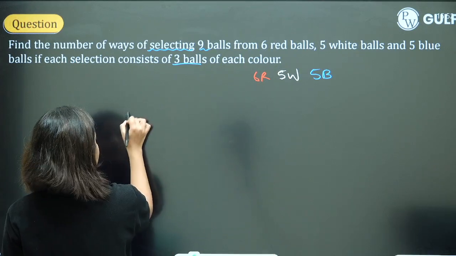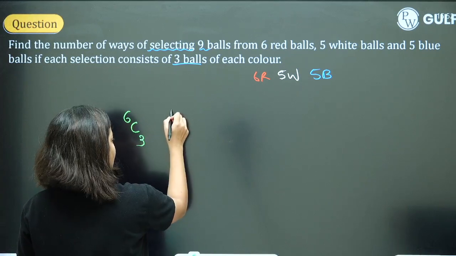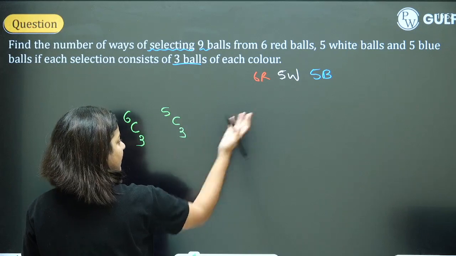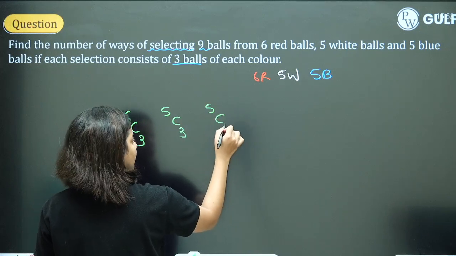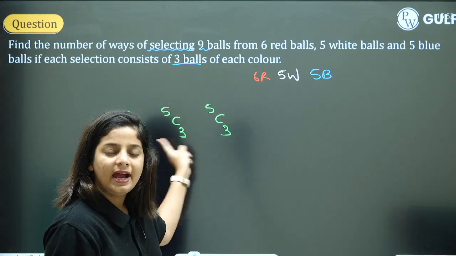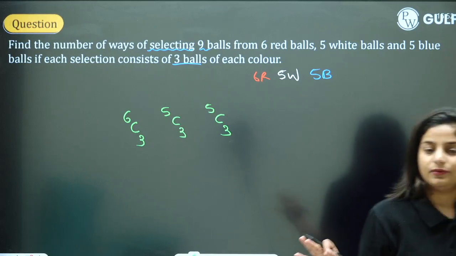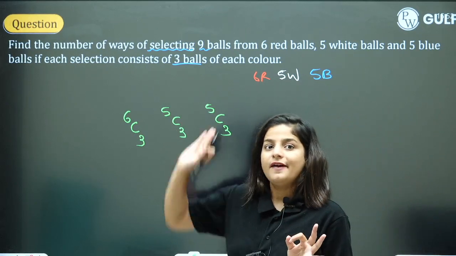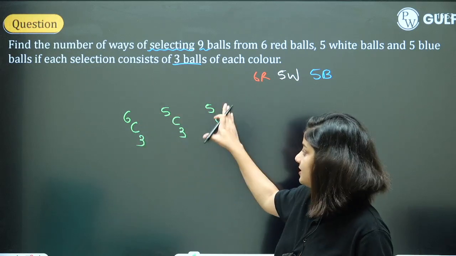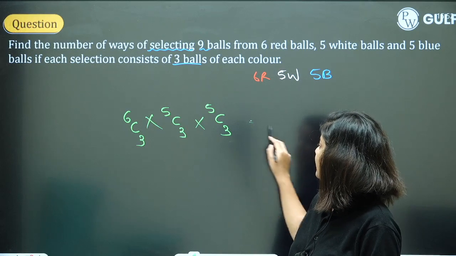I want to select 3 red, so 6C3. I also want to select 3 white, 5C3, and 3 blue, 5C3. Should I add them or multiply them? Total I want 9 balls. If it was find 3 balls, then I would have added. But total 9 balls. All of them depend on each other, and hence we will multiply and get the answer.